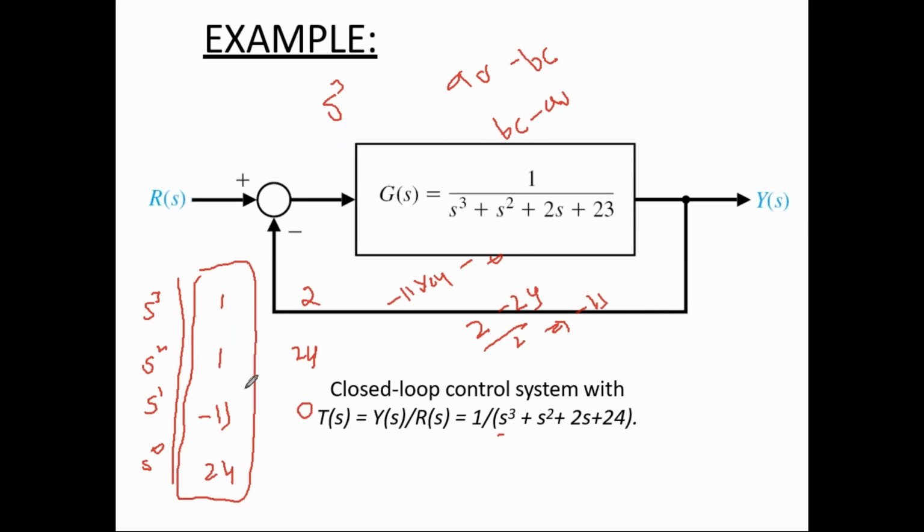So this is the first column of the row array. How many sign changes? 2 times. First from positive to negative, and then negative to positive. So it means there are 2 sign changes. It means that 2 roots are lying on the right half of the S plane.